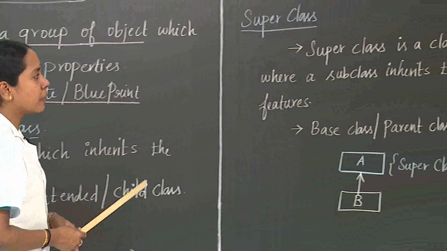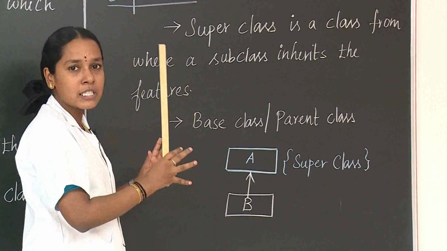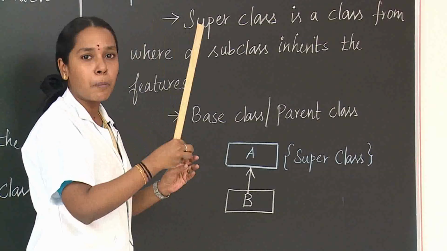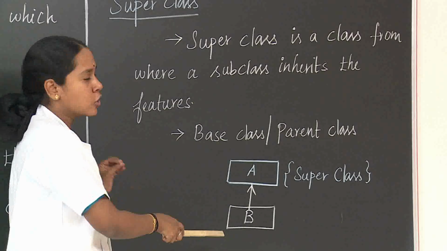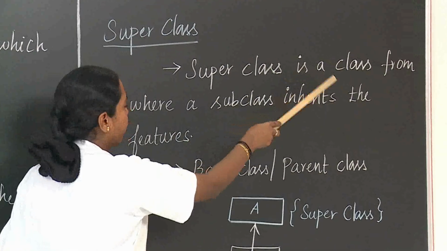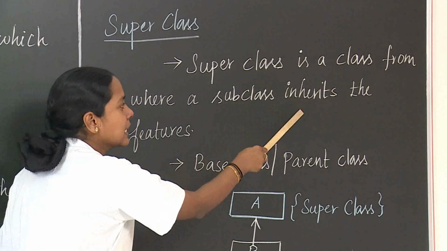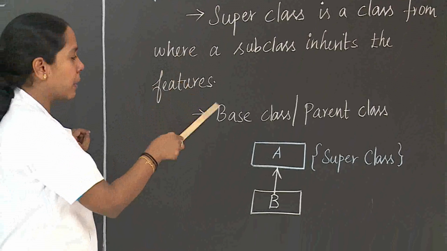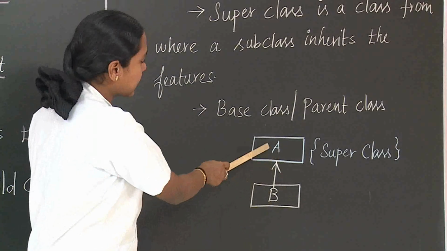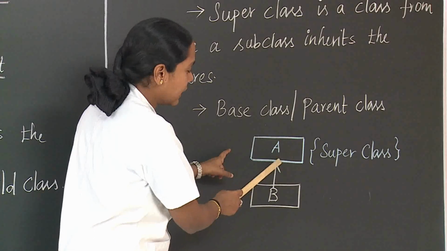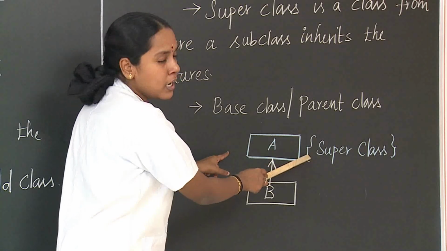Okay. Next one is superclass. A superclass is the class whose properties I derive in a subclass. I take some properties from one class, right? That class is called a superclass. Okay. A superclass is a class from which a subclass inherits the features. The class the features are inherited from is called a superclass. Okay. A superclass is also called a base class or parent class. Here the example: I derive from A and use these properties in B. So class A is called a superclass.